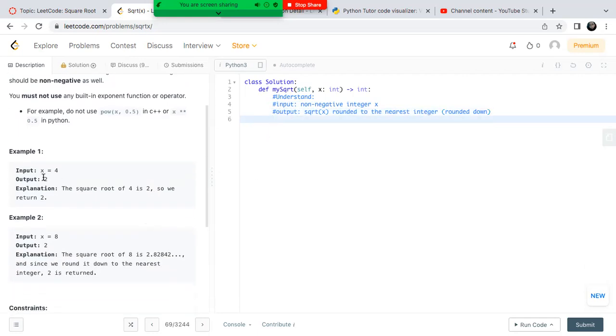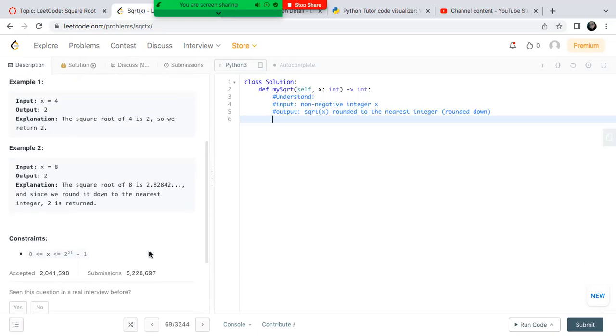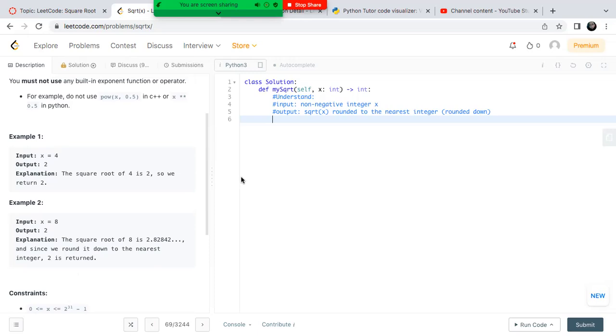If x equals 4, then the square root of 4 is 2, so we have a return of 2. If we have x equals 8, the square root of 8 is 2.82842 and so on. Since we round it down to the nearest integer, 2 is returned. So the output is 2. And so that's a basic idea of what we're getting at here.